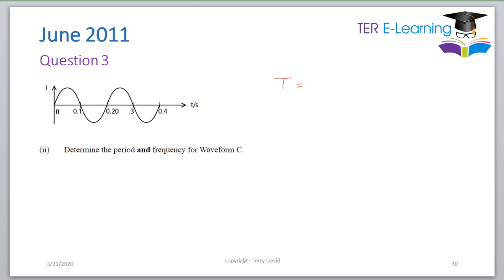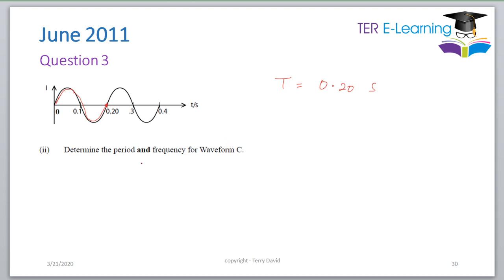Alright, so your period is the time taken for one oscillation, right? The time taken for one oscillation is this. It's going from here. This is one oscillation, one crest, one trough, right? So my time there is actually 0.20 seconds. That's my period. My period is the time for one oscillation, which is simply one crest and one trough.